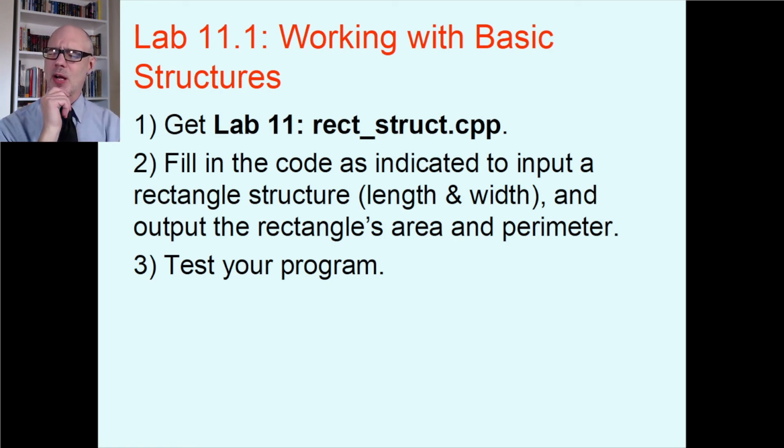If I recall correctly, the structure has length and width and area and perimeter as the four fields. So we'll get input for the length and width. We'll have a processing section that computes the area and the perimeter, and then we'll have an output part that prints both of those things. Of course, in our lab code, we have halfway filled in lab files where we can just fill in the new stuff that we just talked about in this lecture.